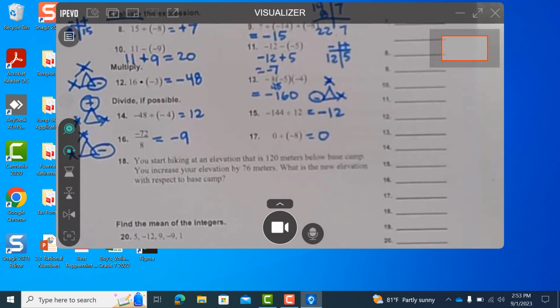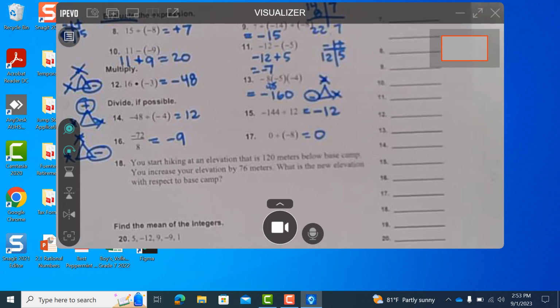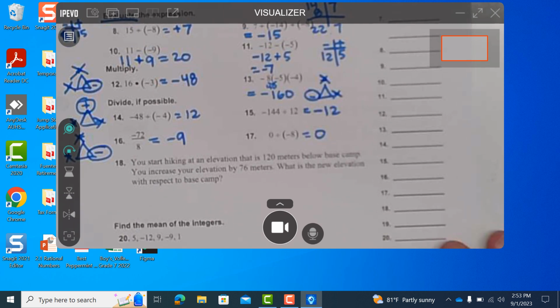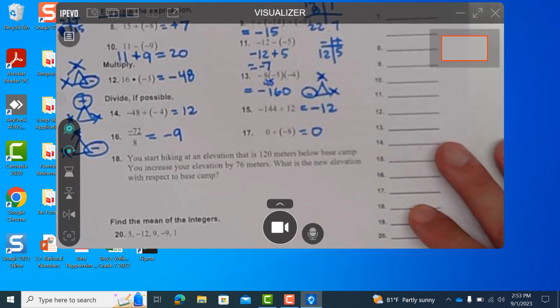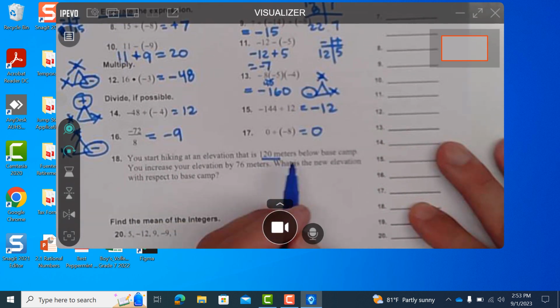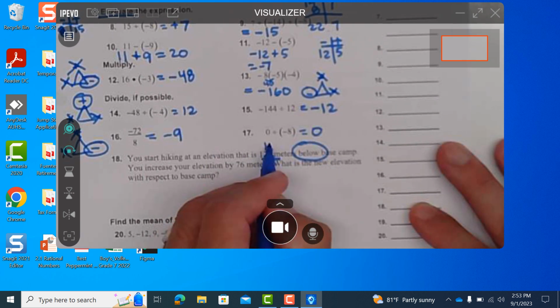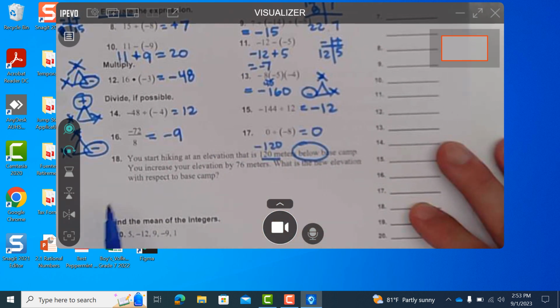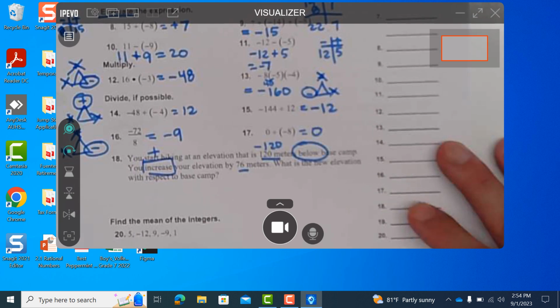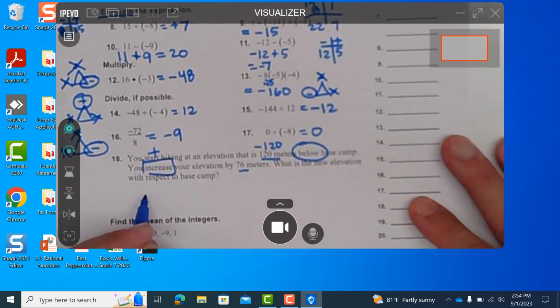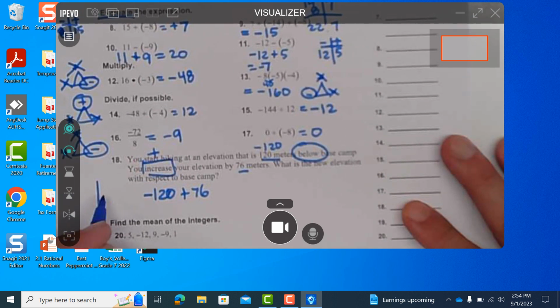All right, the word problem. You start hiking at an elevation that is 120 meters below base camp. You increase your elevation by 76 meters. What is the new elevation with respect to base camp? All right, so let's take some notes. We have this number 120 meters. It says below, so 120 is going to be negative. You increase, that looks like addition, your elevation by 76 meters. So 76 appears to be positive. So it looks like we have an addition problem. Negative 120 plus 76 makes this a T-chart problem.